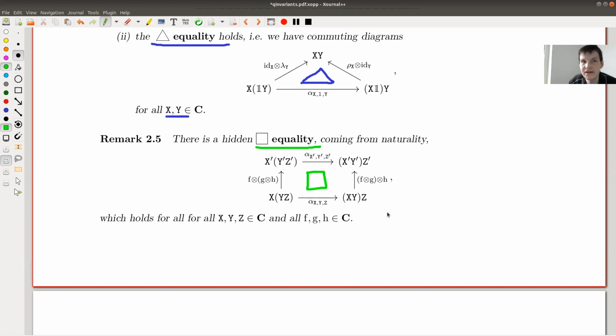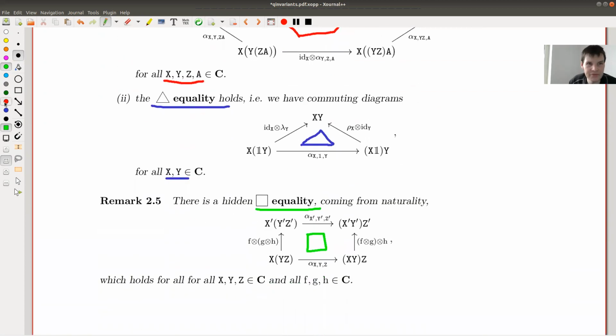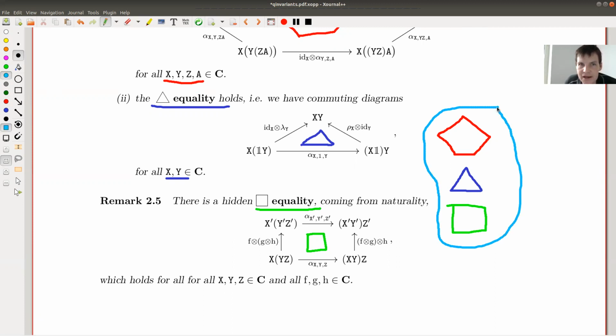It doesn't matter what it is. What I want you to remember is that we have, oh, now I have to draw a pentagon again. So we have a pentagon. I don't like pentagons. No, actually it wasn't too bad. We have a pentagon equality, we have a triangle equality, and we have a square equality. That's what I want you to keep in mind. Those three. It doesn't really matter how they look.